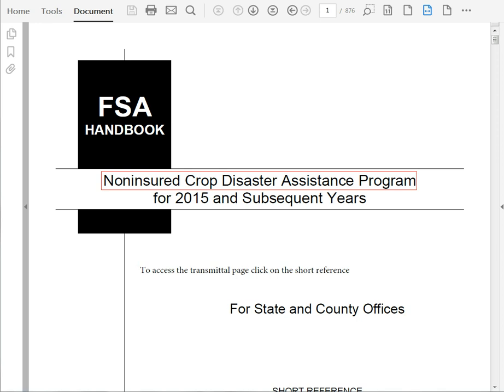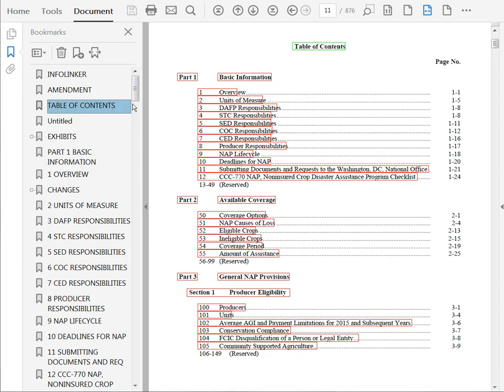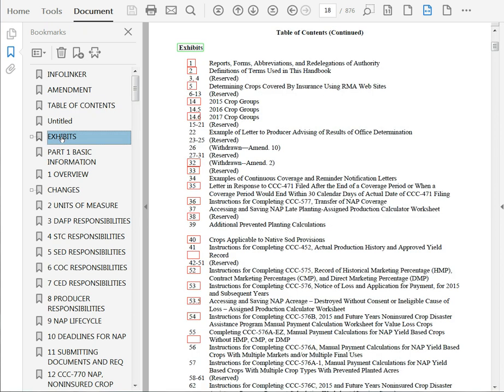To begin, let's take a look at the NAP handbook's layout and features. The table of contents breaks down the content of the book into parts, sections, and individual paragraphs. At the end of the table of contents are the exhibits. Exhibit 1 and 2 are common between most handbooks. Exhibit 1 will list out the reports, forms, abbreviations, and if applicable, the redelegations of authority granted in a certain handbook. Exhibit 2 is going to list out the definitions of terms used inside of that specific handbook.